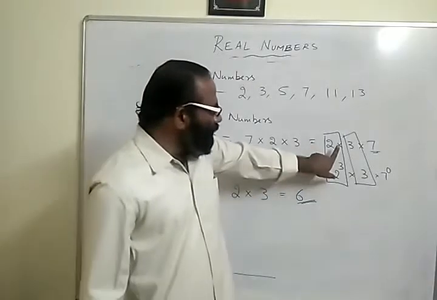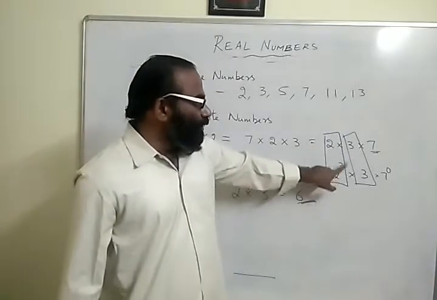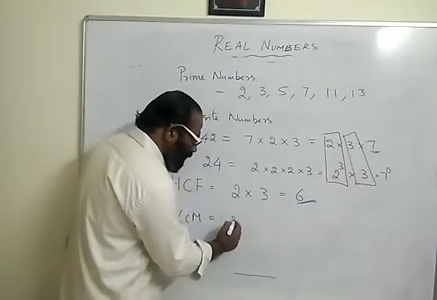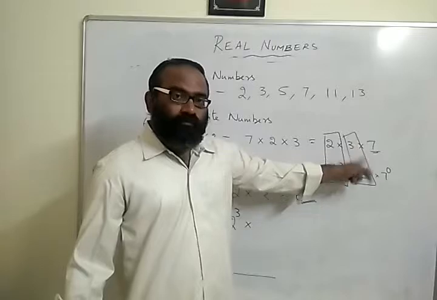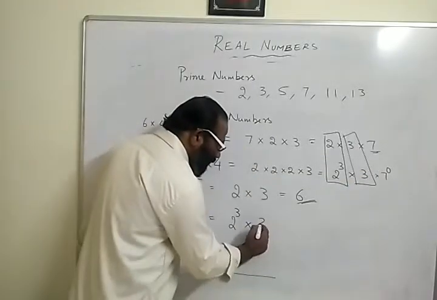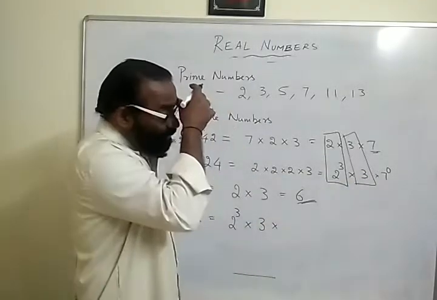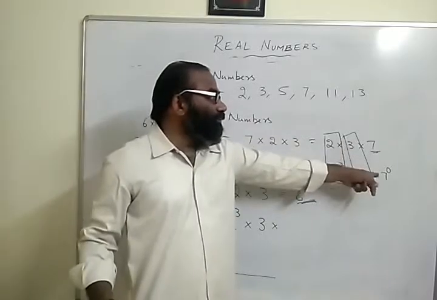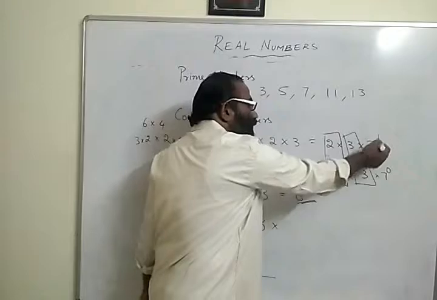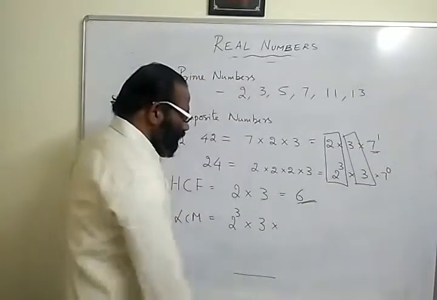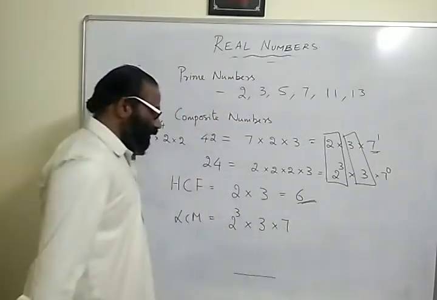LCM, take the same case. Which is the higher one? 2 power 3. So you would take that, 2 power 3, into... both are equal, so I will take that just as it is. Then, which is higher? Here there is nothing, so it is basically 7 power 0. This is 7 power 1. So I would take that 7 over here.